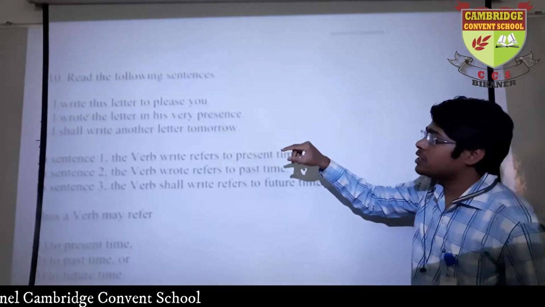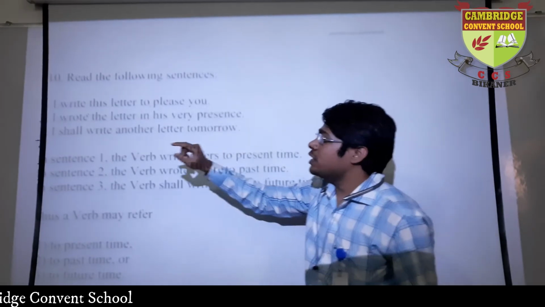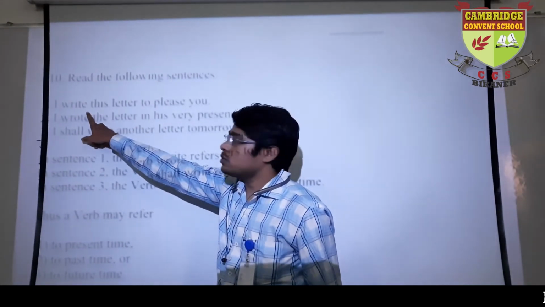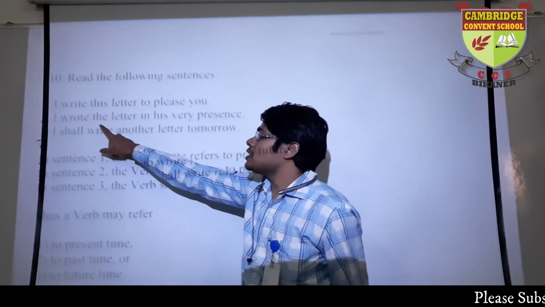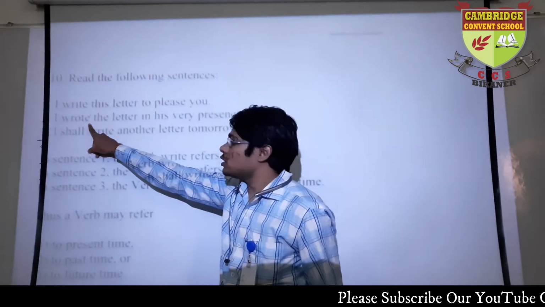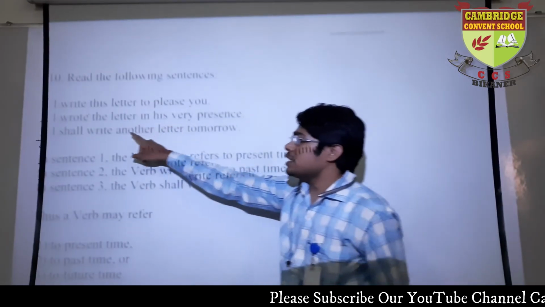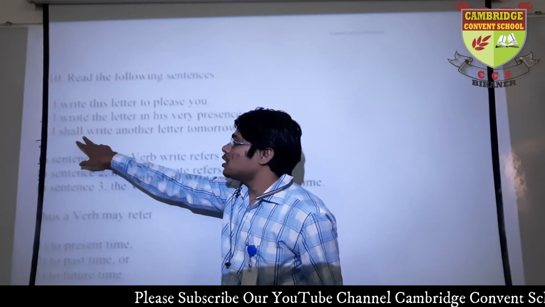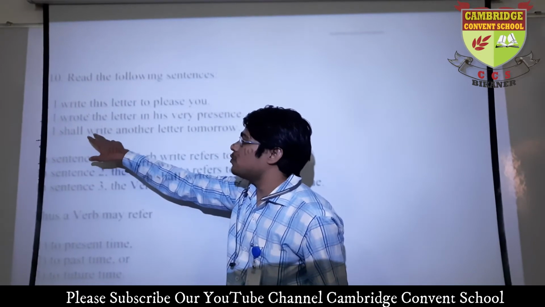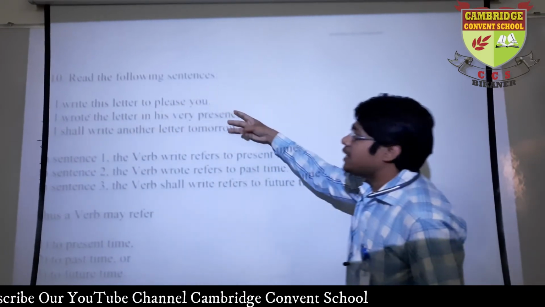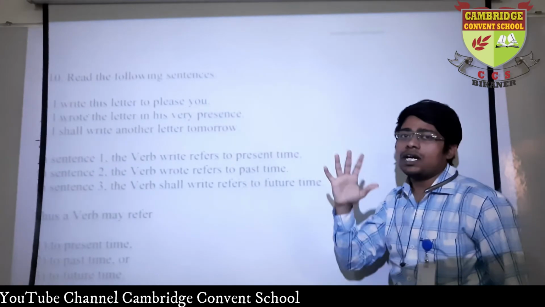The first one is a verb. Look at the verb in the first sentence. It is write. It is a present verb. In the second sentence, you can see the second form of the verb, that is wrote. And in the third sentence, you can see the helping verb is placed before the main verb, that is shall. In three sentences, we can see the changes of the time.